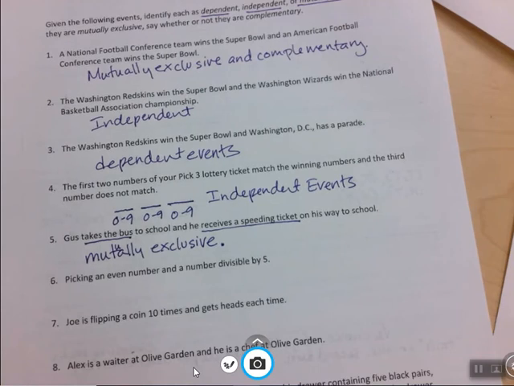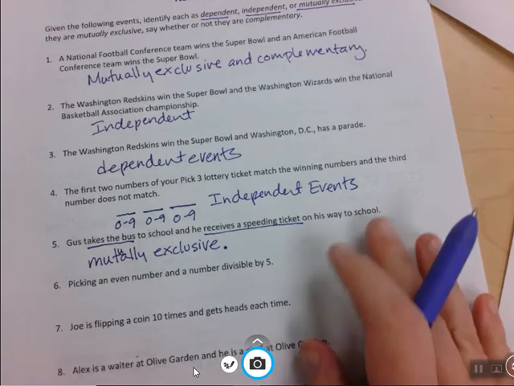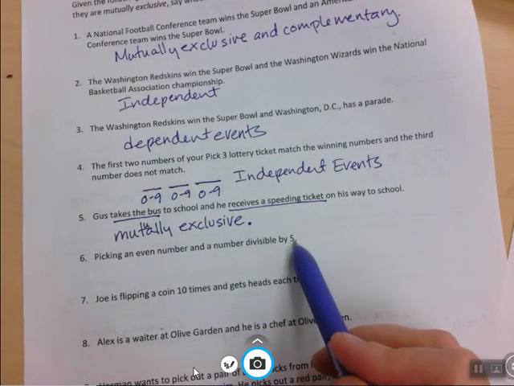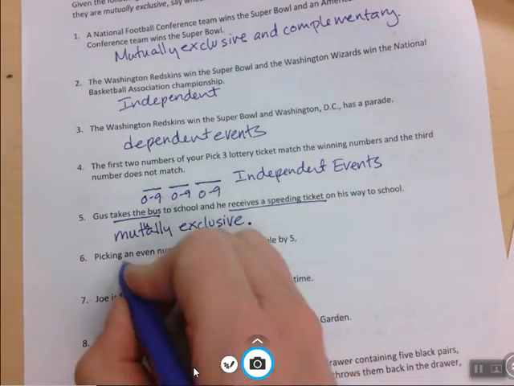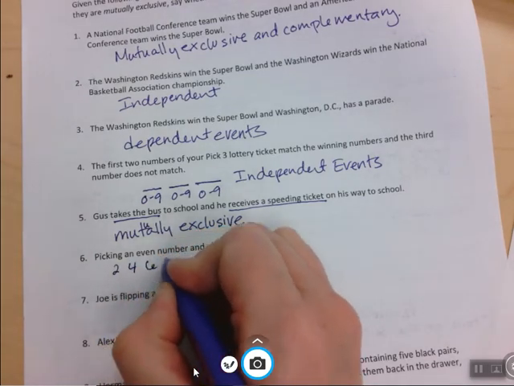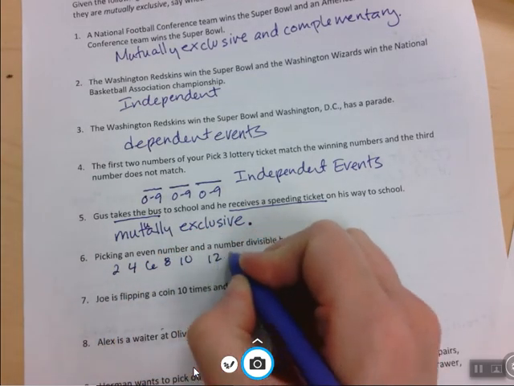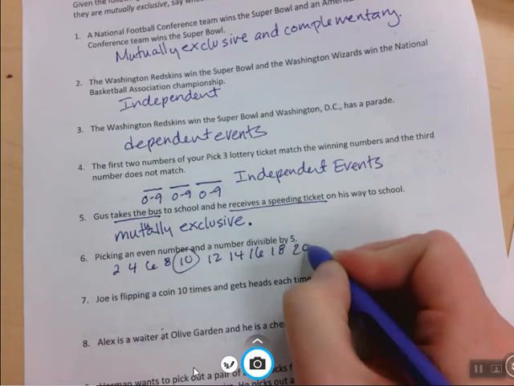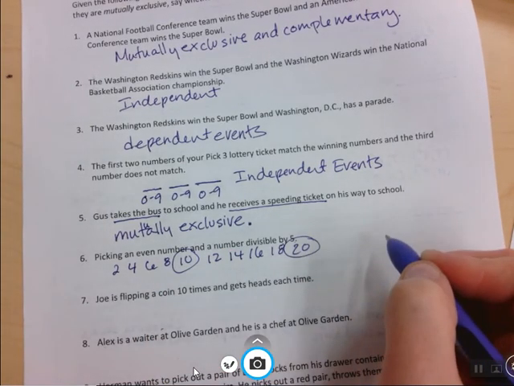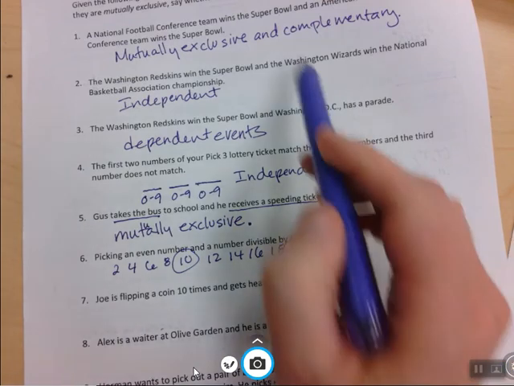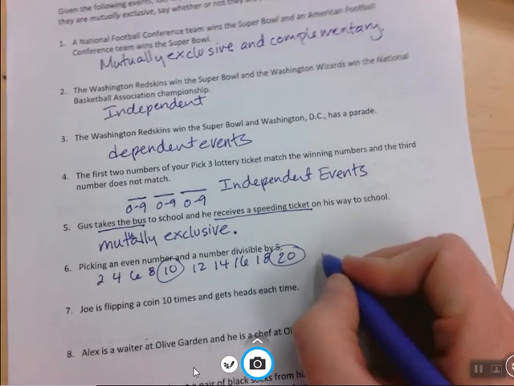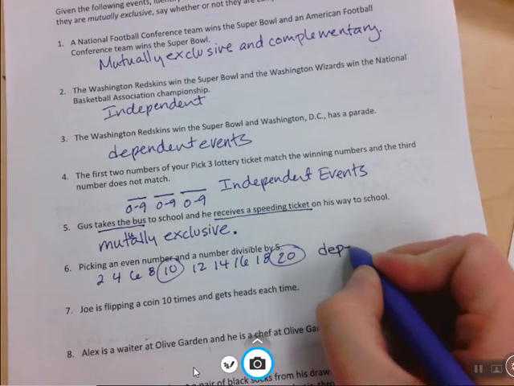Number 6, choosing an even number and choosing a number divisible by 5. So again, even numbers are sometimes divisible by 5. Let's think of even numbers. We have 2, 4, 6, 8, 10, 12, 14, 16, 18, 20. So sometimes they are divisible by 5. So we would say that these are not independent of each other, they are dependent, because you could have both.